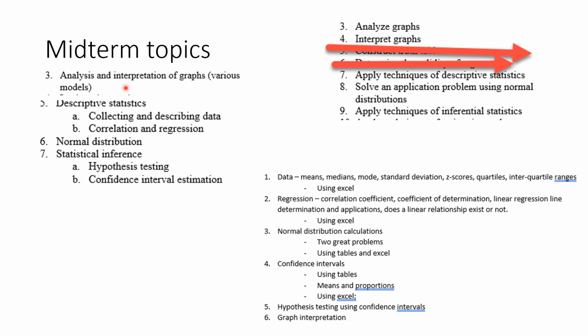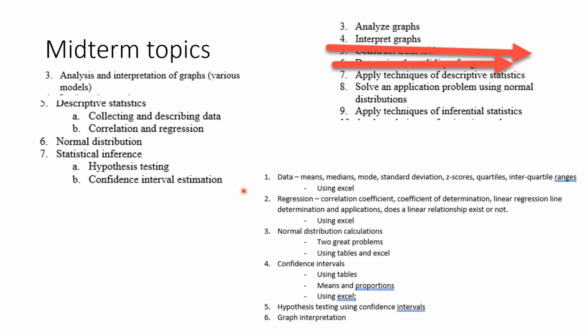Speaking of the upcoming test, we are on time and on schedule. In our topical outline, or student objectives anyway, we've done parts of analysis and interpretation of graphs. We talked about histograms and stem plots and other kinds of things, box and whisker plots. We've talked about descriptive statistics, collecting and describing data. We talked about correlation and regression. We talked about normal distributions. There are a couple of great problems there. And we've done confidence intervals for proportions and means. And we've also talked about hypothesis testing. We also have inferential statistics, application problems using normal distributions, descriptive statistics, and some graph work. So that's what we've completed, and we're in good shape.